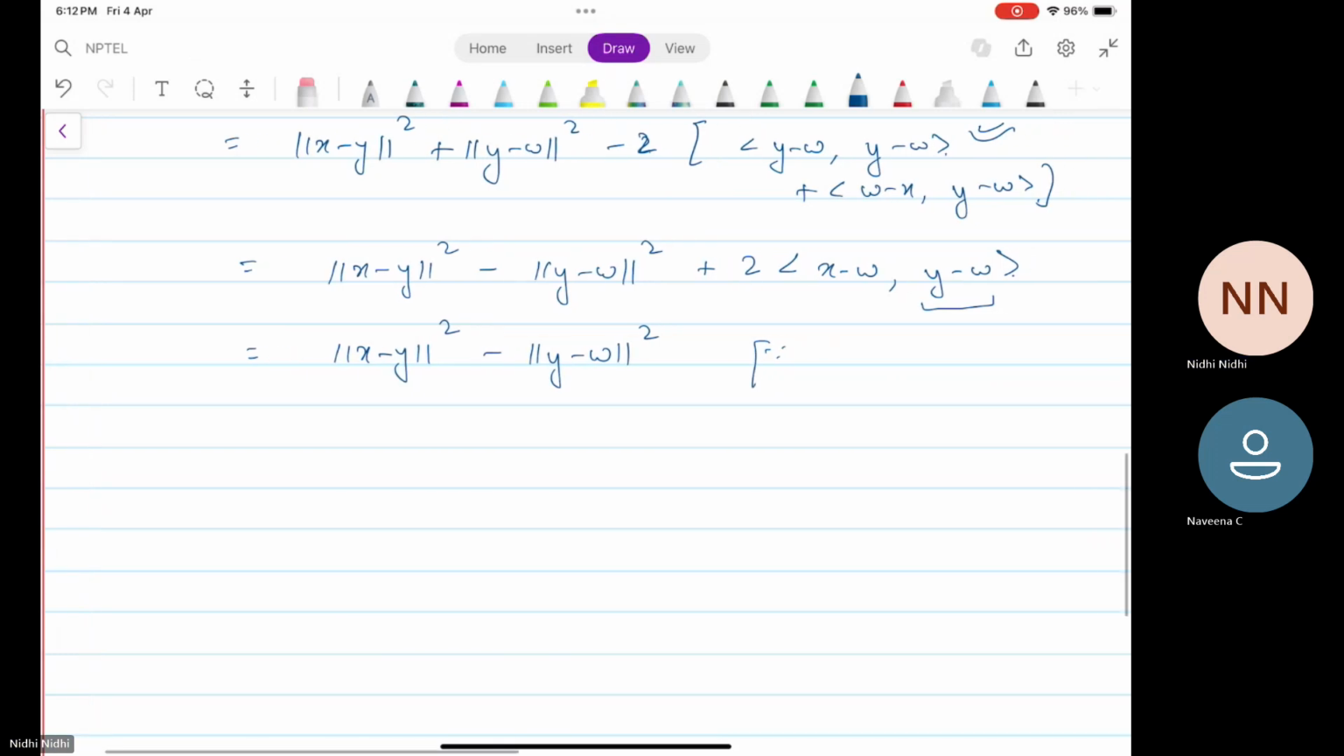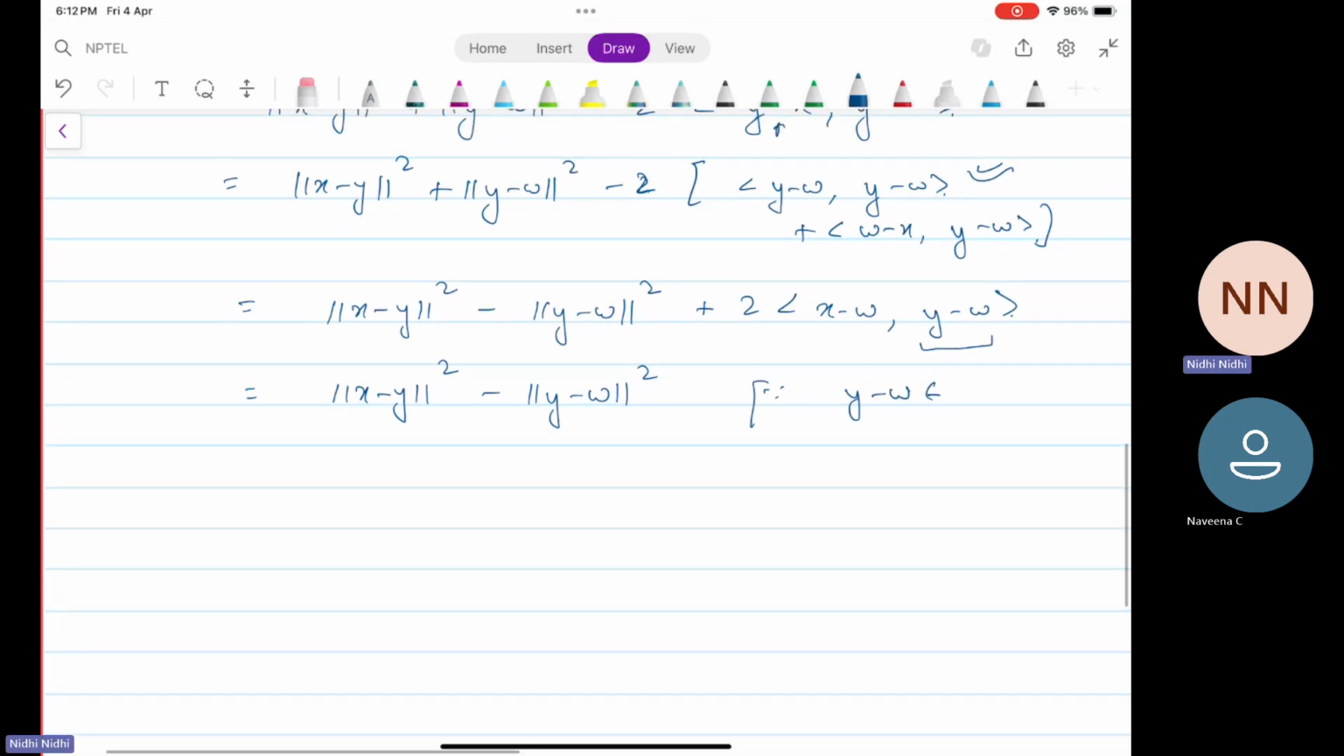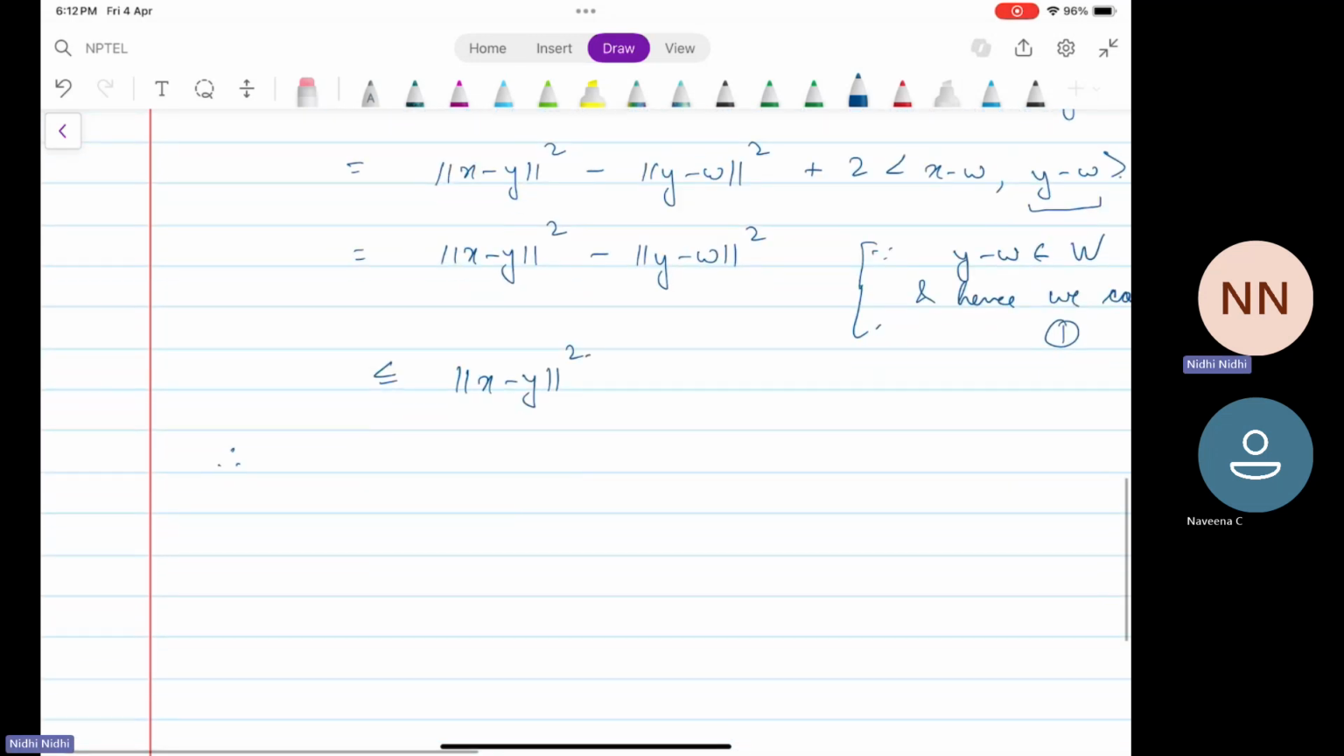Okay. So yes, this is because y minus w is an element of W, and hence we can use equation 1. And this is obviously less than or equal to norm x minus y square. Therefore, norm x minus y square is greater than or equal to norm x minus w, or we can remove the square as well, for every y in W.